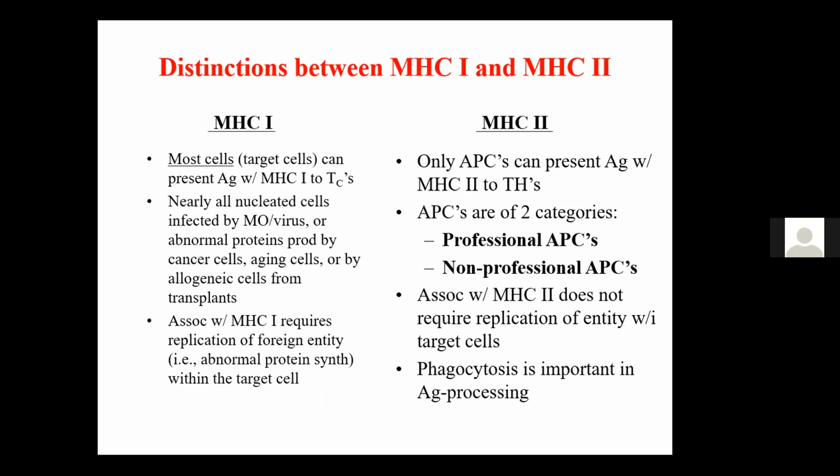Anyway, let's continue. Now, there are various distinctions between MHC class 1 and MHC class 2. If you look at MHC class 1, most of the cells or the target cells can present an antigen with an MHC molecule to T cells, specifically the CD8 or cytotoxic T cells. But in the case of MHC class 2, only an antigen presenting cell can present an antigen with an MHC to a T helper cell.